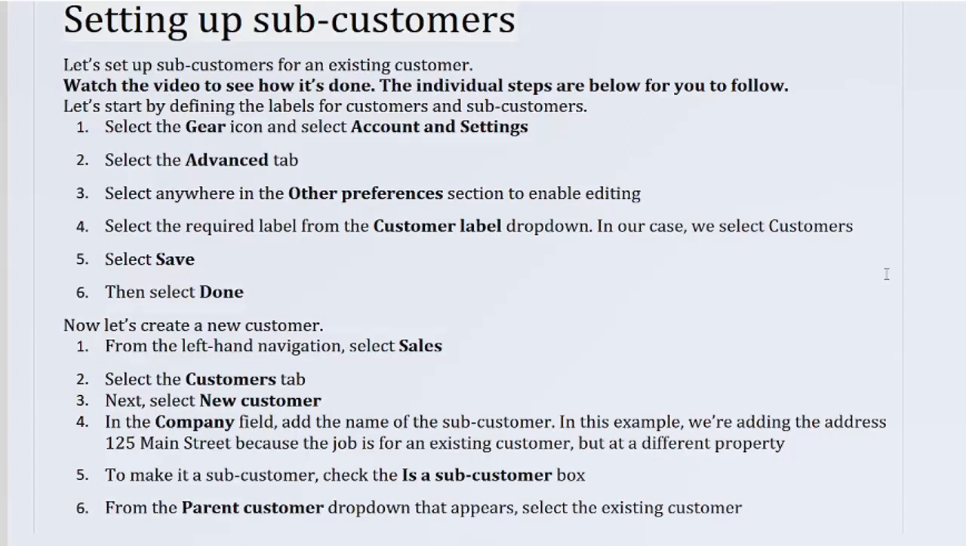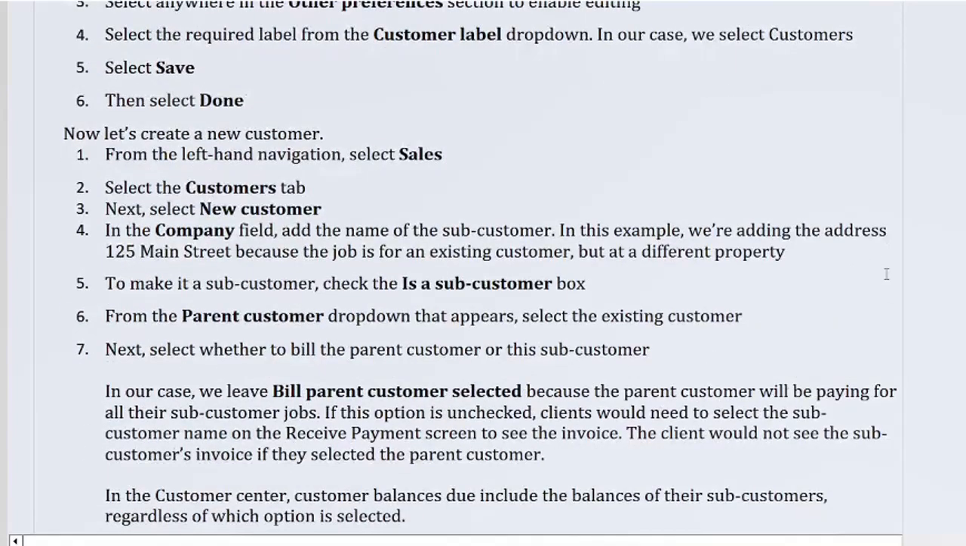Now let's create a new customer. From the left-hand navigation, select Sales. Select the Customers tab. Next, select New Customer. In the Company field, add the name of the sub-customer. In this example, we're adding the address 125 Main Street because the job is for an existing customer, but at a different property. To make it a sub-customer, check the As a Sub-Customer box. From the Parent Customer drop-down that appears, select the existing customer.